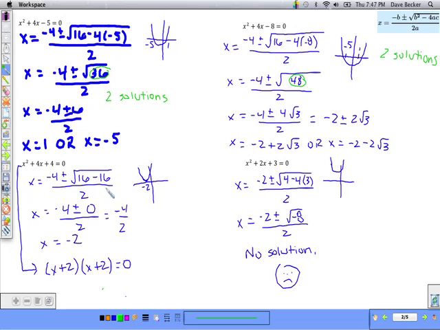Now what happened over here? Well, we had 16 minus 16, which is, I'm going to go ahead and put a square root of 0 here. We had 0 under the square root, which means I had nothing to add and subtract, and I got one solution. I got one solution. We're going to revisit that in just a second.